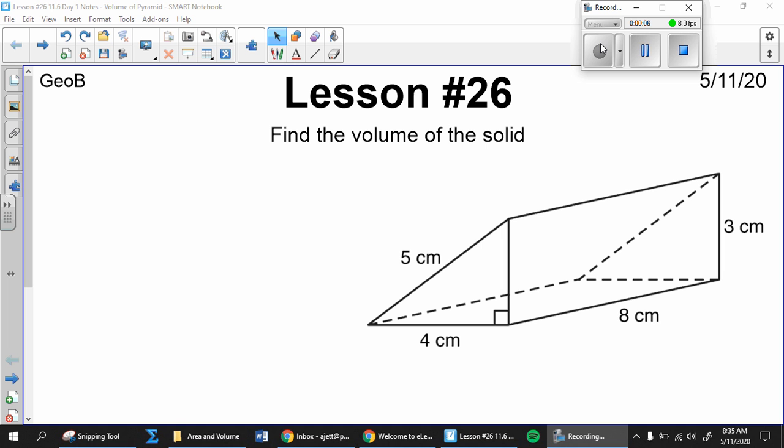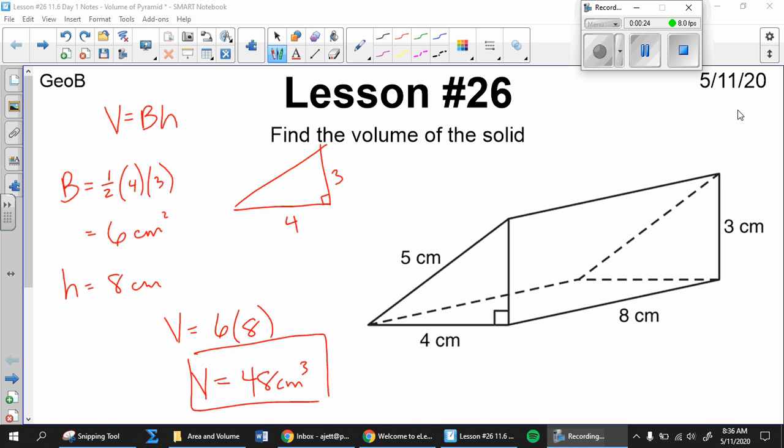This is Mr. Jet. I want you guys to get us started today by going ahead and finding the volume of this triangular prism. Today we're going to start looking at volume of pyramids. So go ahead and review volume of a prism, and then we'll get started with pyramids. All right, here's what you should have got: 48 centimeters cubed after we do area of the base times height.